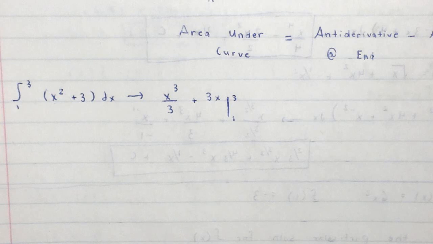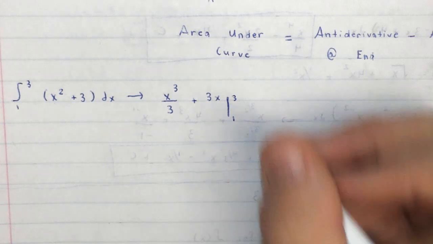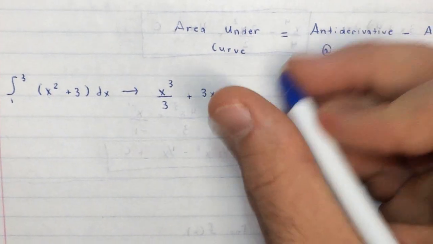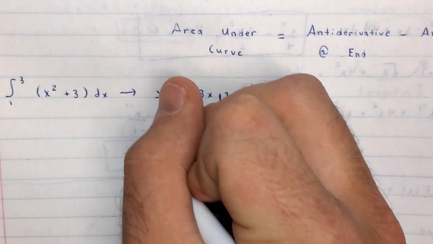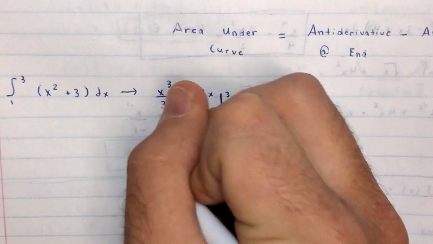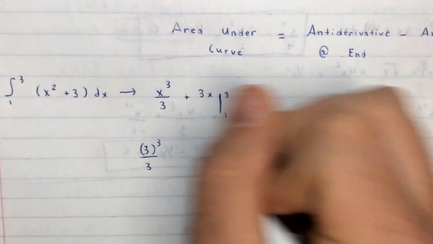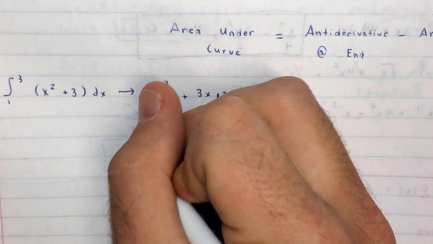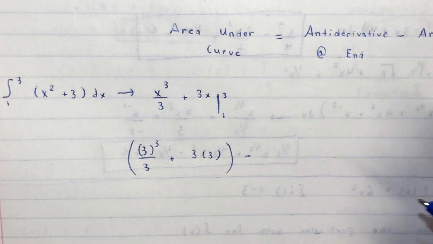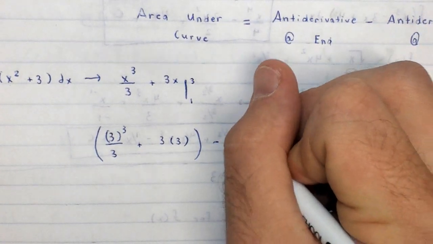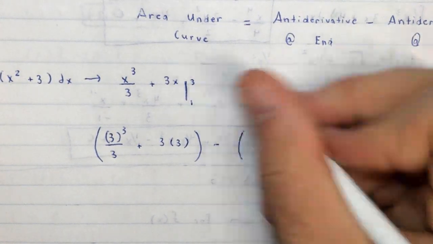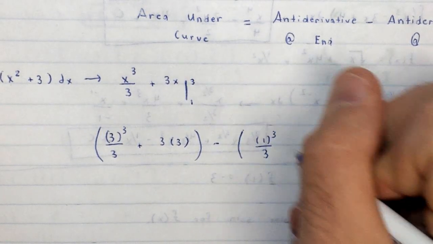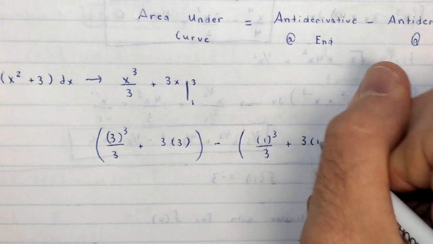Cool? So, the fundamental theorem says it's going to be f of b minus f of a. So this is going to be 3 cubed over 3 plus 3 times 3, all of that minus the same thing, the antiderivative at 1. So 1 cubed over 3 plus 3 times 1.